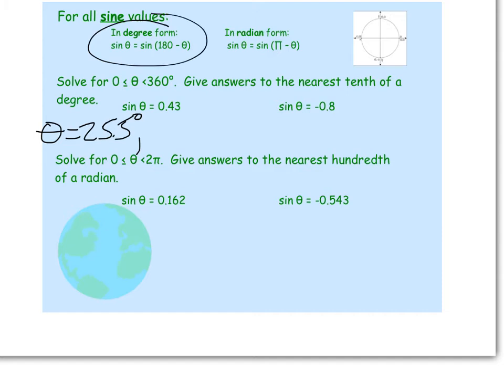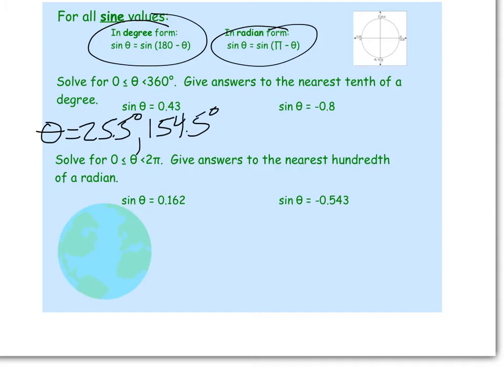That's what this rule is telling me. If I do 180 degrees minus the first solution I got, that gives me that second solution. Okay, if I'm in radian form, the only difference is instead of subtracting from 180 degrees, I would subtract from pi. Okay? Let's try this next one here.